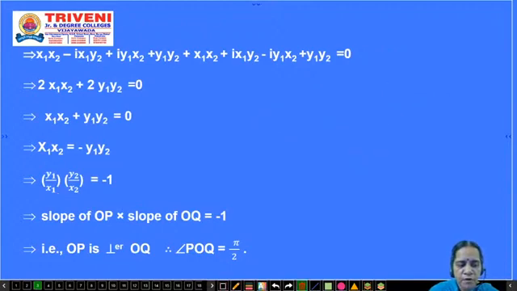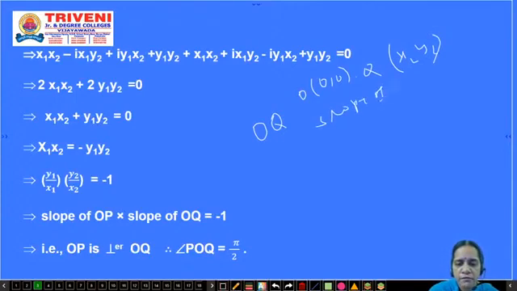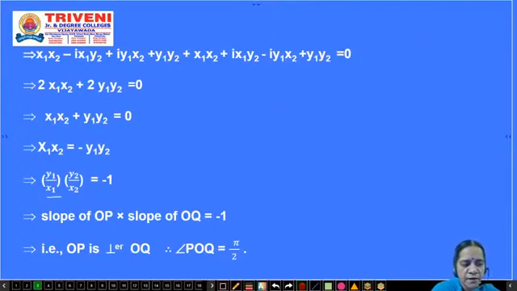Similarly, the slope of OQ, where O is (0, 0) and Q is (x2, y2), is y2 minus 0 by x2 minus 0, that is y2 by x2. Then y1 by x1 and y2 by x2 can be rearranged like this: minus 1 is equal to y1 by x1 into y2 by x2.